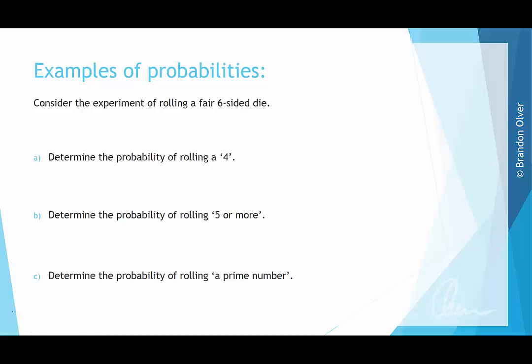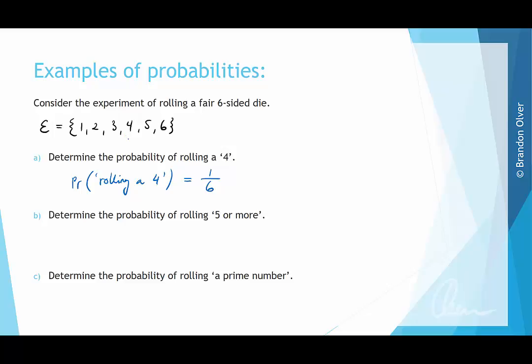So if we consider the experiment of rolling a fair six-sided die, the sample space is equal to {1, 2, 3, 4, 5, 6}. We want to then determine the probability of rolling a 4. So the probability of rolling a 4 is going to equal the number of outcomes satisfying that, which is only 1 in the sample space, out of a total of 6. The probability of that event occurring is 1/6.